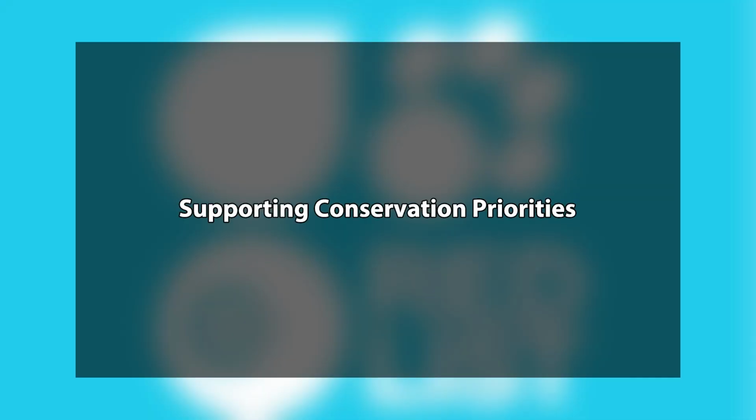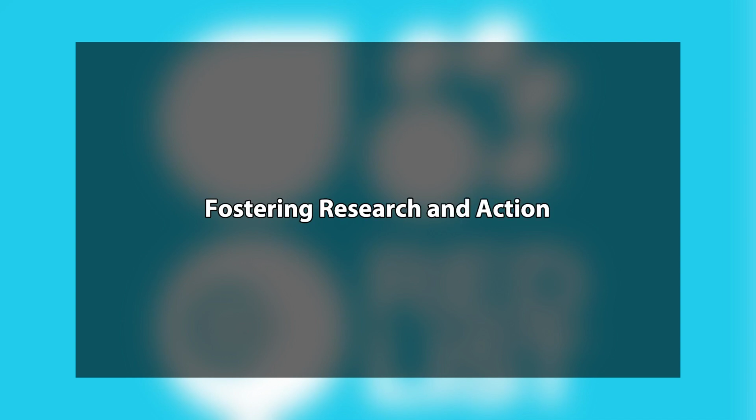So what are the key goals of the Red Data Book? First, it is documenting biodiversity, that is, to create an official record of the conservation status of species within a specific country or region. Then it helps in supporting conservation priorities. It helps prioritize species conservation efforts based on their level of risk. Then it is fostering research and action. The book can serve as a foundation for further research on the causes of species decline and the development of effective conservation strategies.